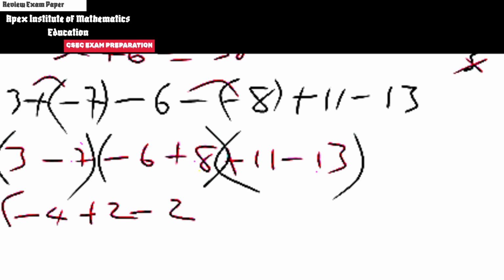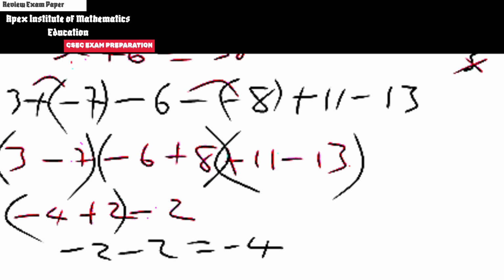So then we go again and put it into groups. I like to do it in groups of 2. So negative 4 plus 2, that's negative 2. And negative 2 minus 2, that's negative 4. All right, that's your answer. So negative 4 is the final solution then.